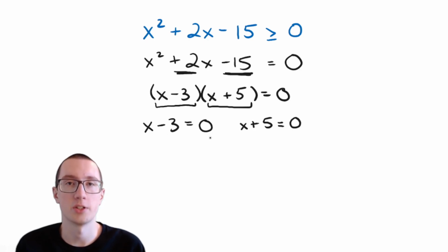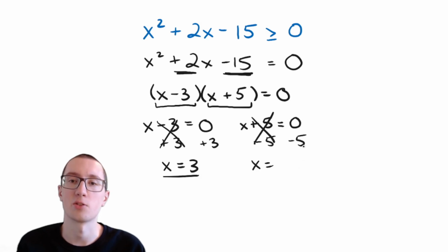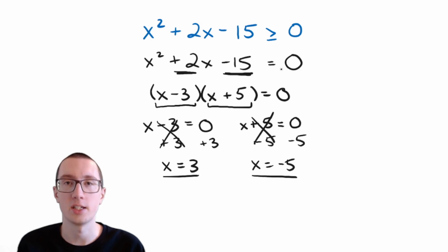So x minus 3 equals 0. We have to get rid of this minus 3, so we'll add 3 to both sides. These cancel out, and we just have x equals, and then 0 plus 3 is 3. And now we have x plus 5 equals 0. We have to get rid of this plus 5 by doing the opposite of plus, which is minus. So we will subtract 5 from both sides. These cancel, and we just have x equals, and then 0 minus 5, this 0 isn't doing anything, so it's just minus 5. So we have our two answers to this equation here, the one with the equal sign. So how does that help us to solve this with the greater than or equal to sign?